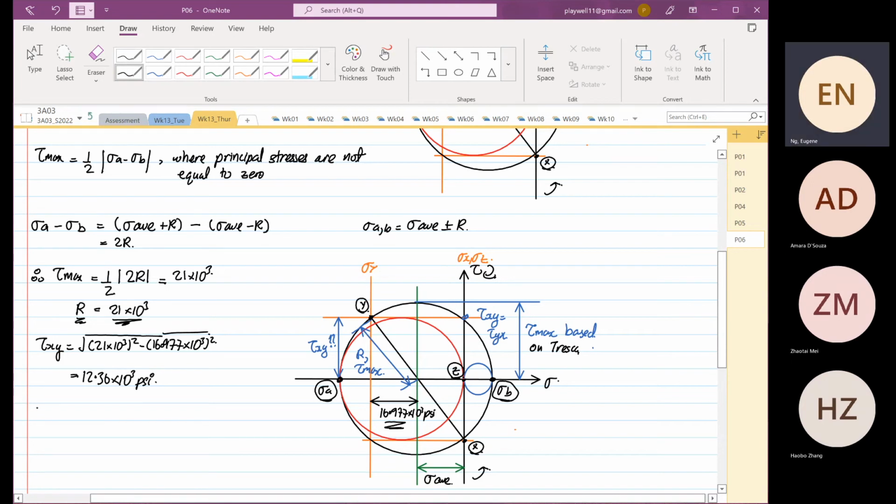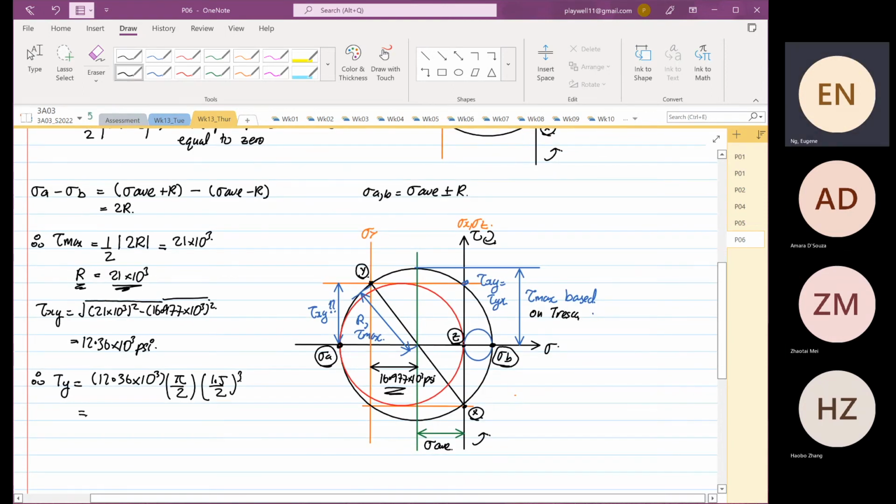So therefore the torque in the y direction is still the same formula: 12.36 times 10 to the power 3 multiplied by pi over 2 multiplied by 1.5 divided by 2 cubed. This is equal to 8.19 times 10 to the power 3 pound-inch.